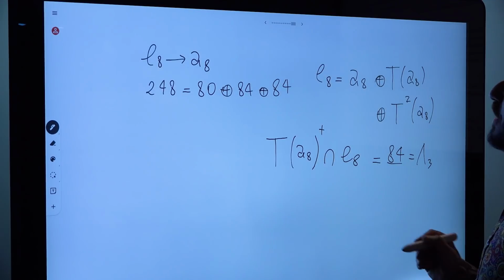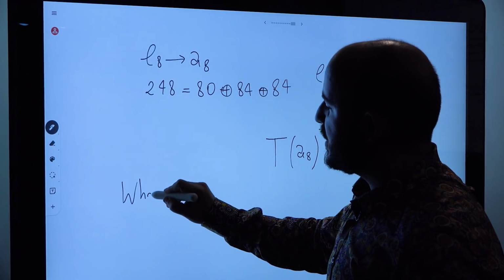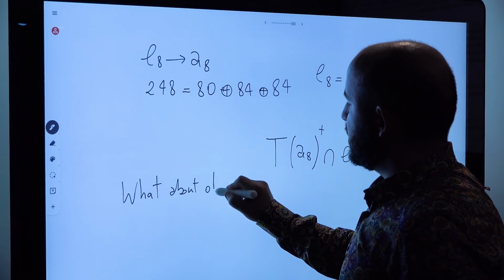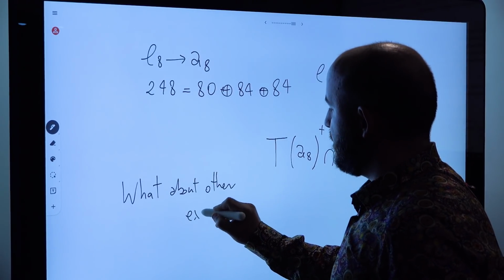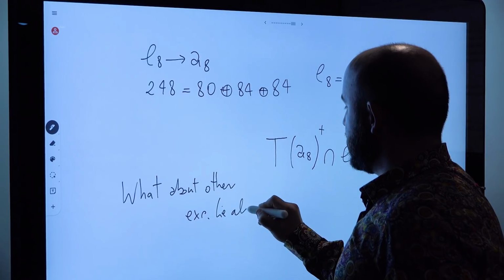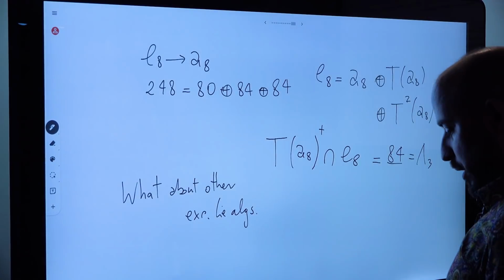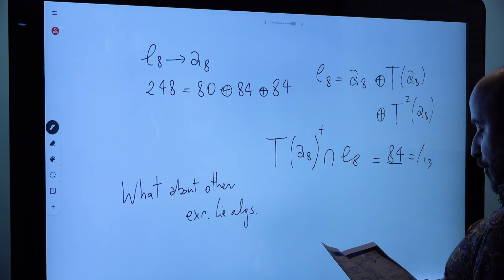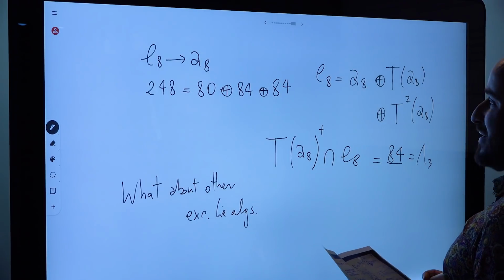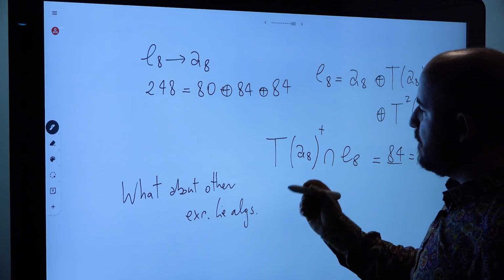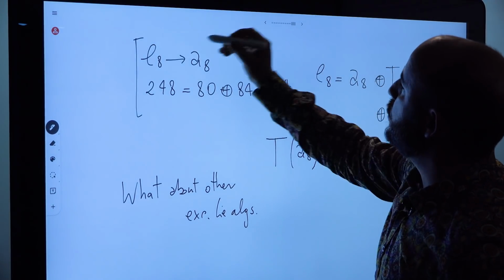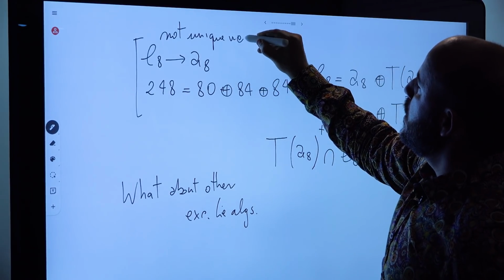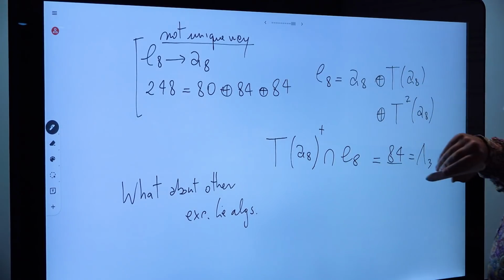Now, what about the others? I'll just tell you one other example, but what about other exceptional algebras? Well, let me make just another example. The example I'm going to do is again actually for E8, but because this is not unique, it's not the unique way to get, of course, the E8 lattice.